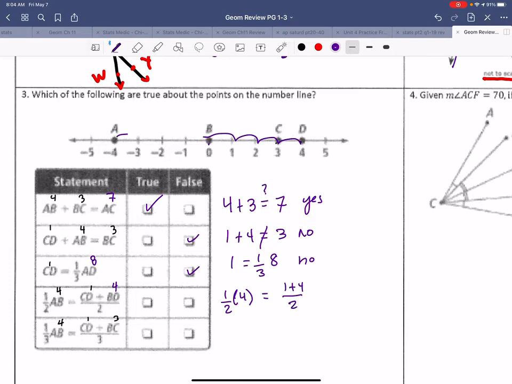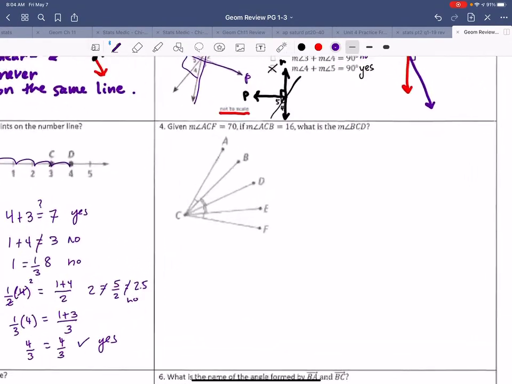So the left side of the equation, 4 divided by 2 would be 2, right? And 5 divided by 2, that would be a decimal, 2.5. And 2.5 is not equal to 2, so we're going to say no. Last one is 1/3 times 4 equal to 1 plus 3 divided by 3. So the left side is 4/3 and the right side is 4/3. So that looks like a yes. Well done, guys.